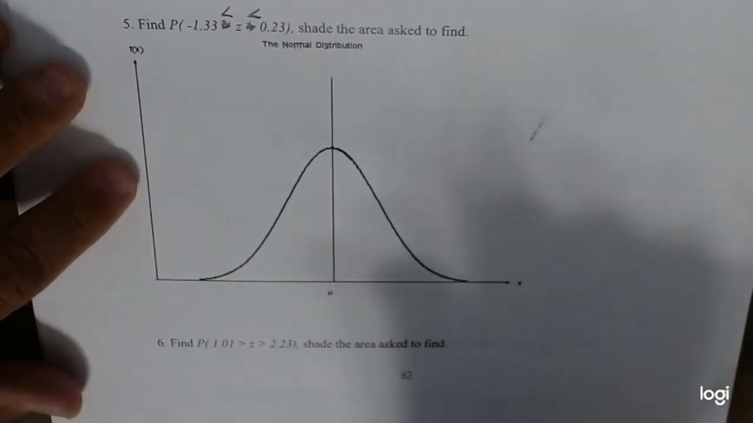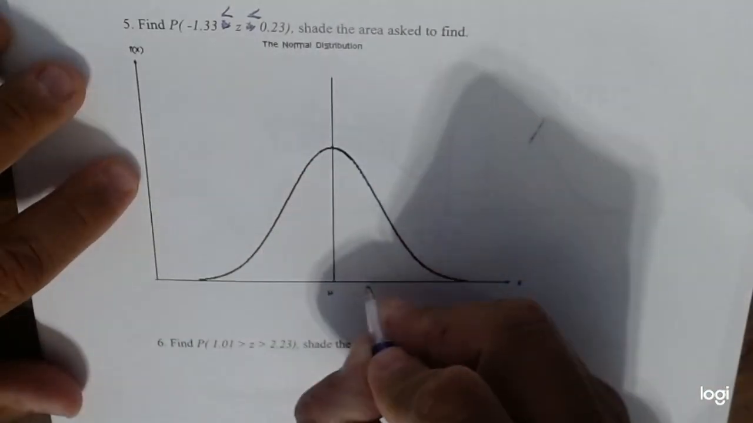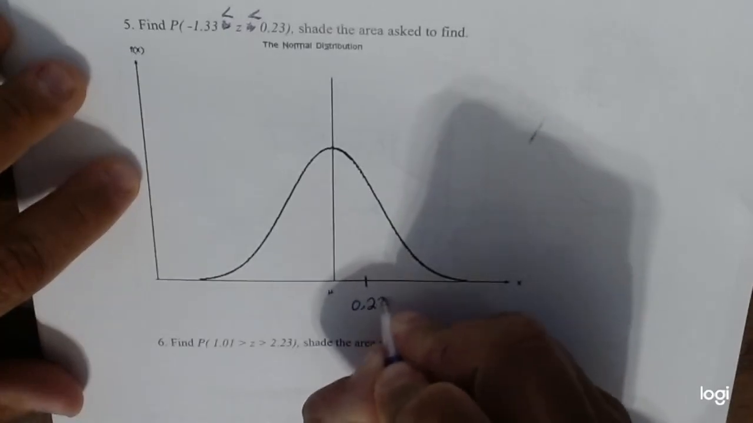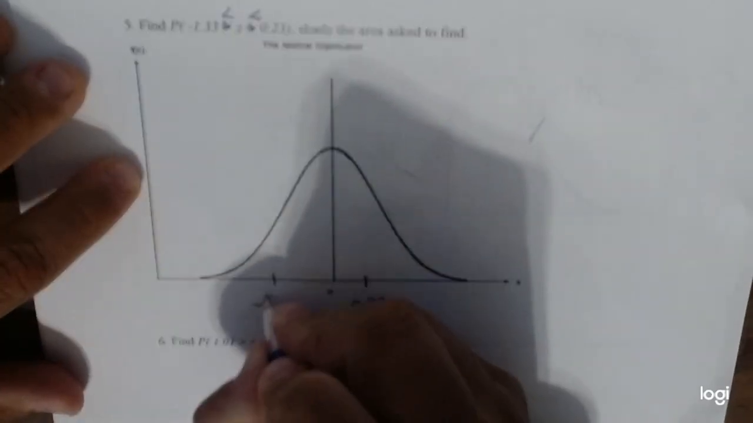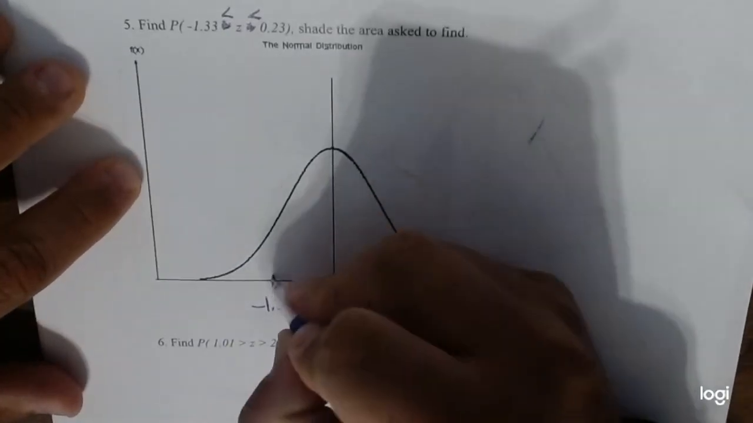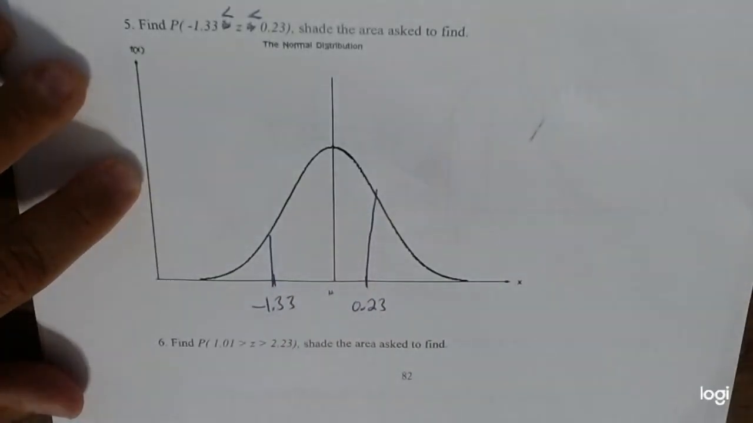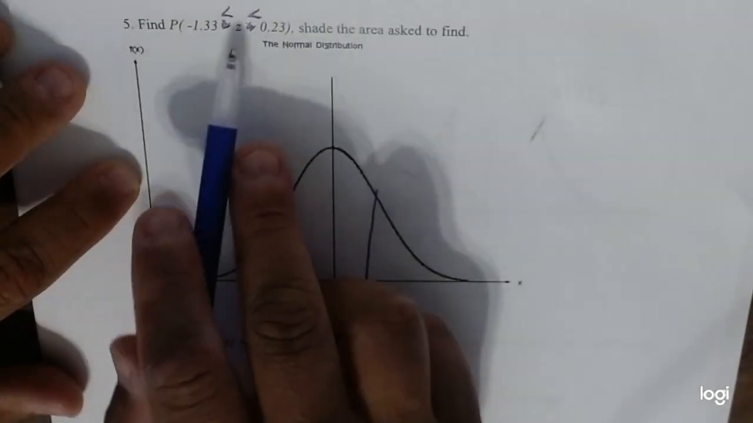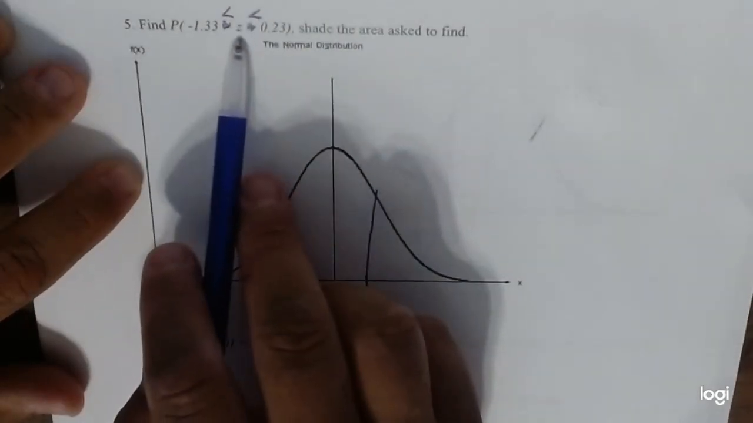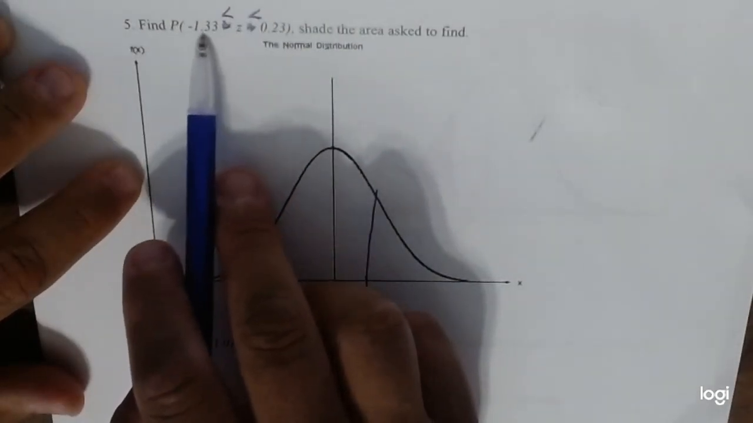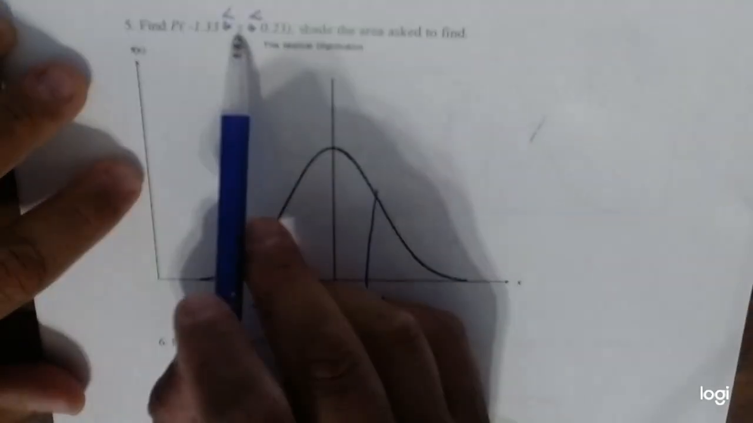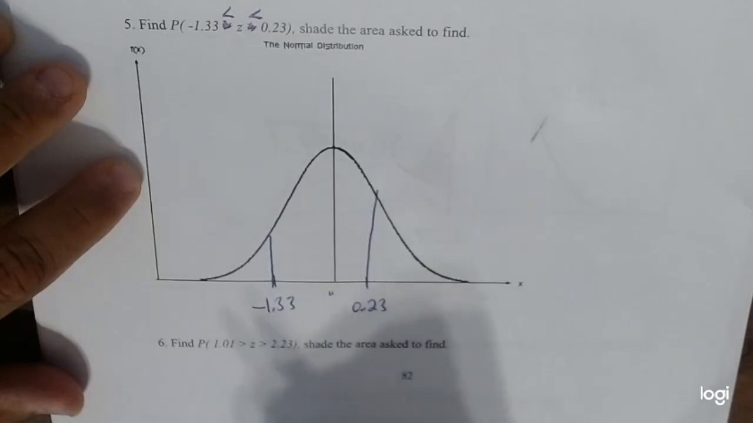Right. So let's just look at what this means, right? So here's, let's say 0.23, and here's negative 1.33. So remember, what does this mean? I want a number that is greater than negative 1.33, so that's greater than. Also, the number has to be less than 0.23.